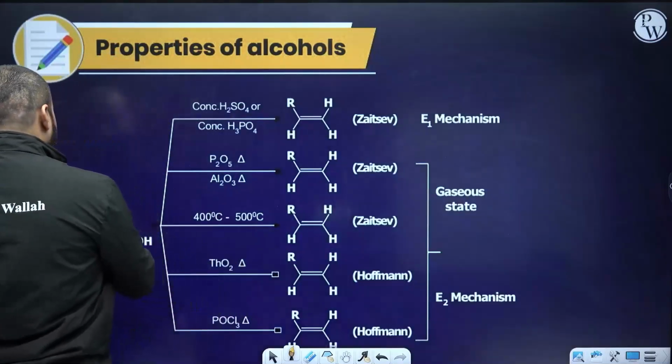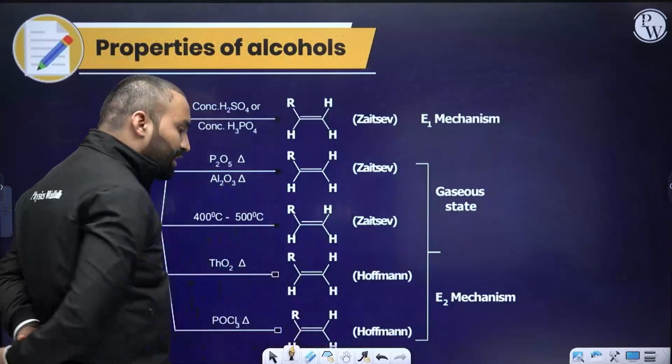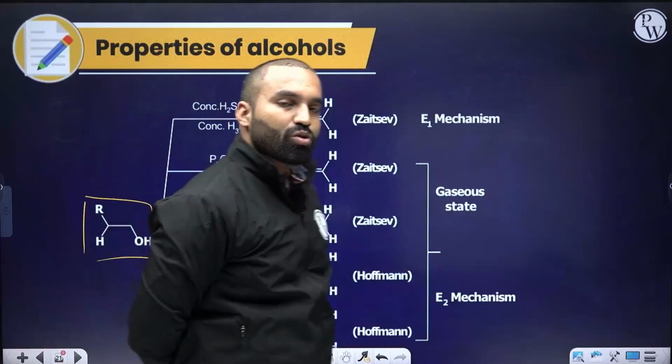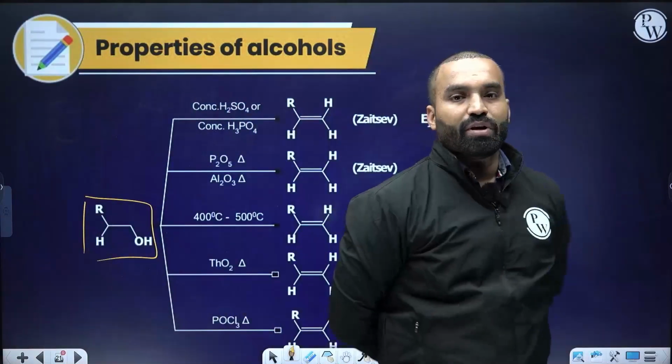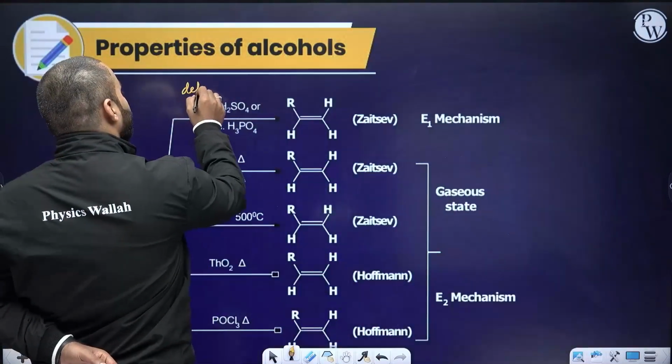So when you treat an alcohol with concentrated H2SO4, what you need to understand is, dilute H2SO4 is a source of H+, concentrated H2SO4 is a dehydrating agent. It's a dehydrating agent.